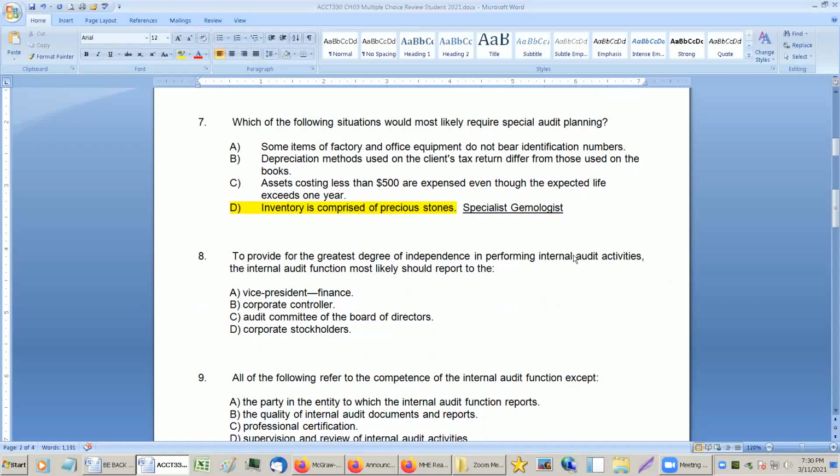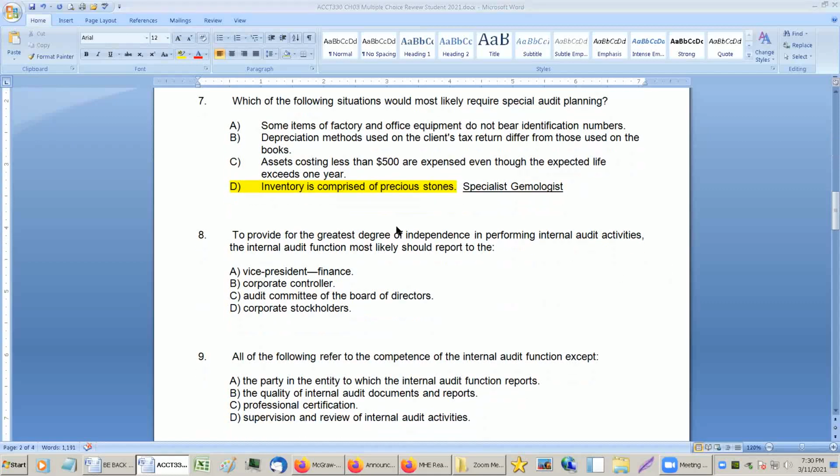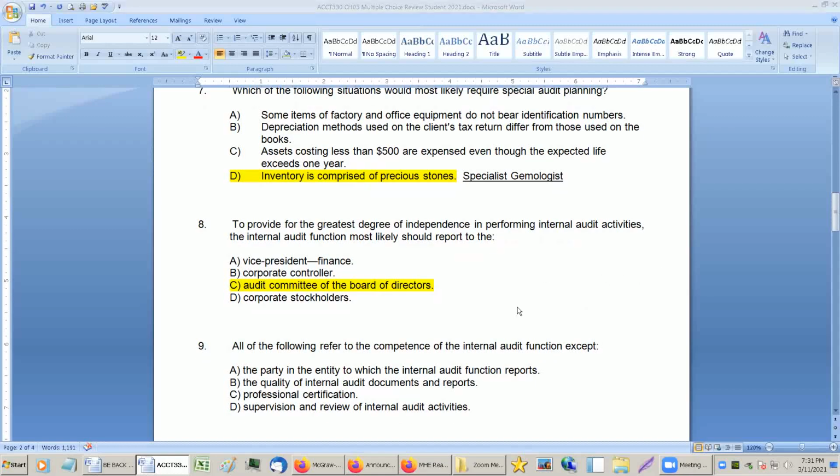Okay, question 8. To provide the greatest degree of independence in performing internal audit activities, the function should report to the audit committee and the board of directors. They will probably report to other places too, but they should go to the audit committee and board of directors. When I was auditing the two companies I audited, we would send our internal audit reports to the board of directors, audit committee, and the external auditors, just so they know what's going on.